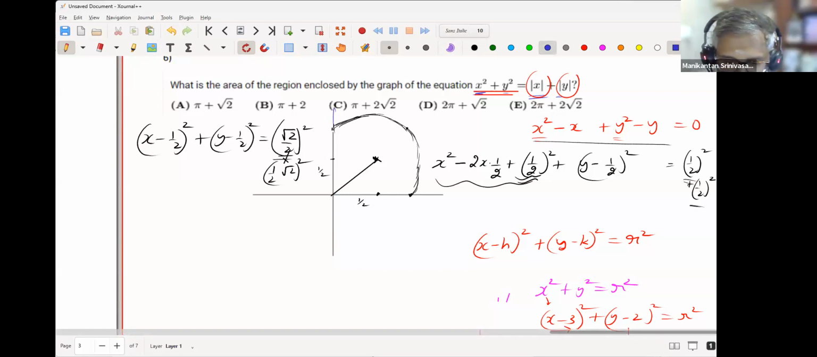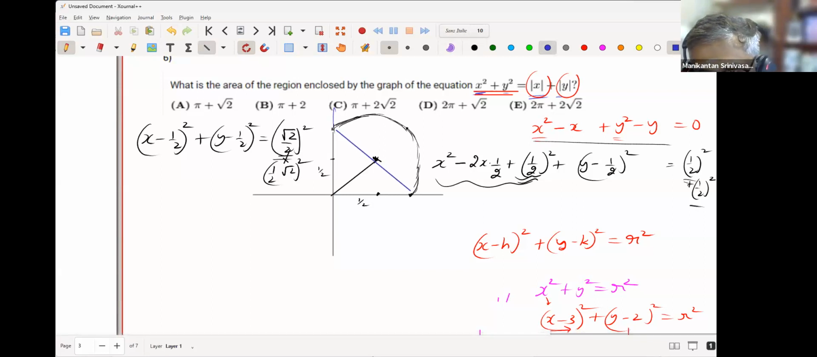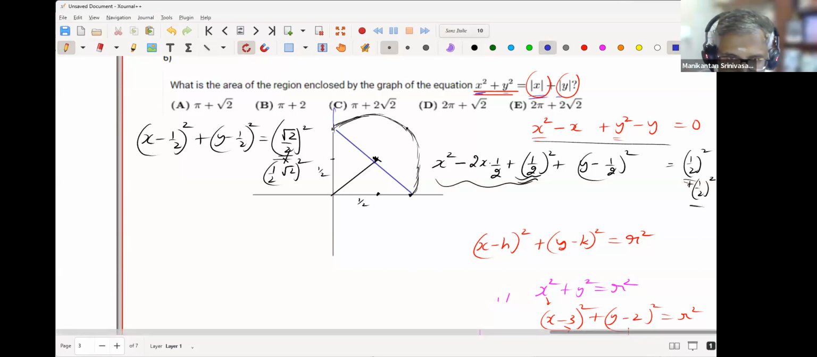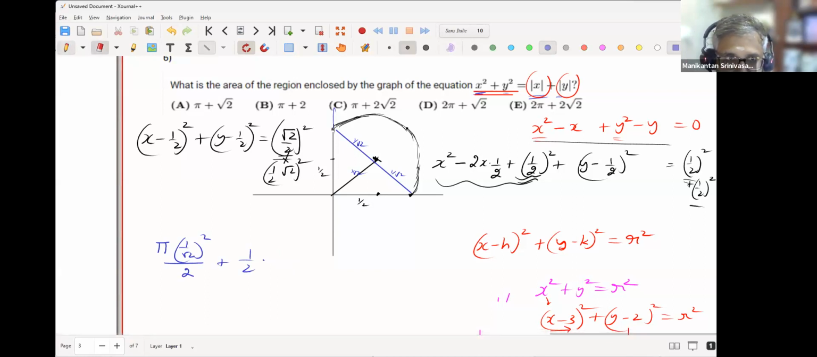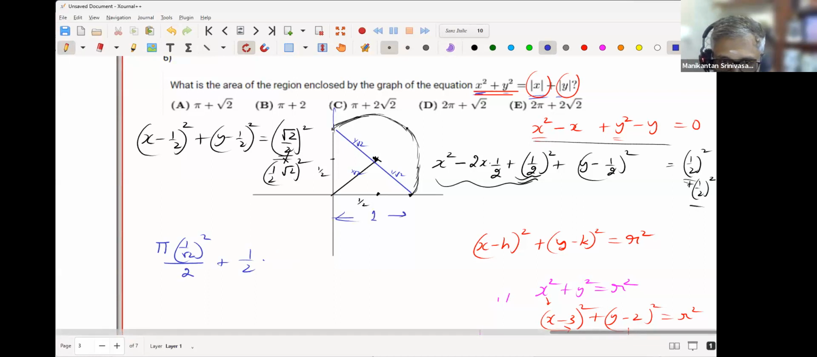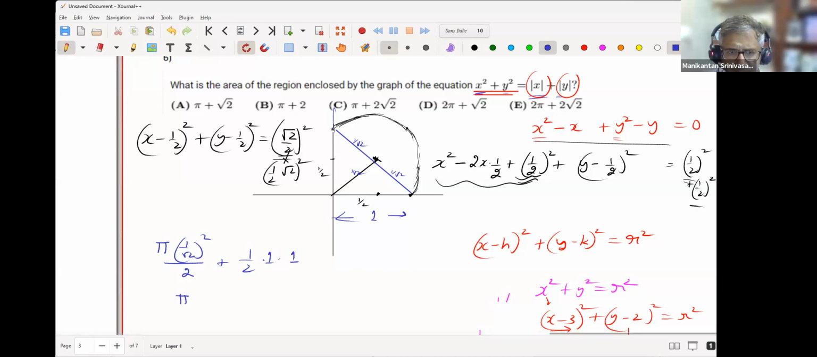Now, finding the area of this is not difficult at all, right? I can see that this is a semicircle, and then this is a triangle, right? So this is 1 by root 2 and 1 by root 2, the radius is 1 by root 2. So the semicircle area is pi r square by 2, and the triangle area is half base into height, where the base is the entire 1, from here to here is 1. So what do we have? Pi by 4 plus half.